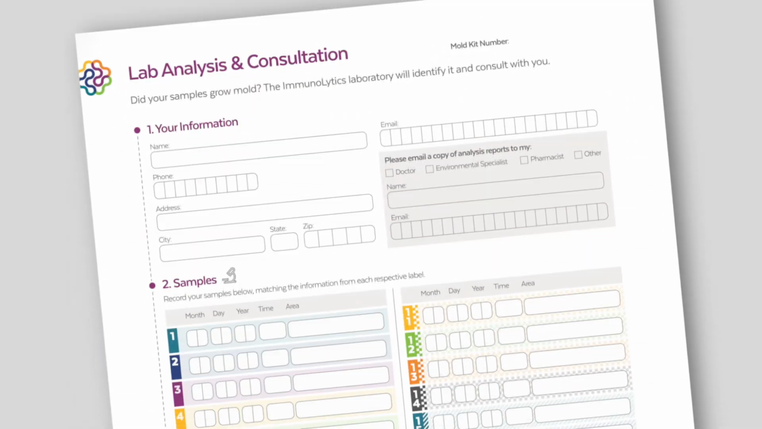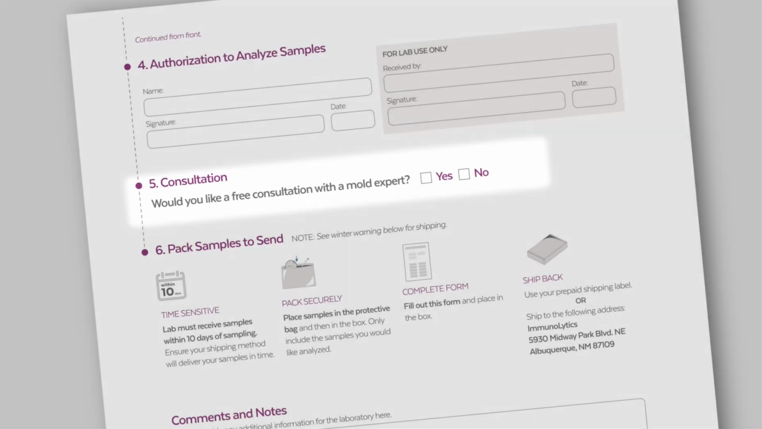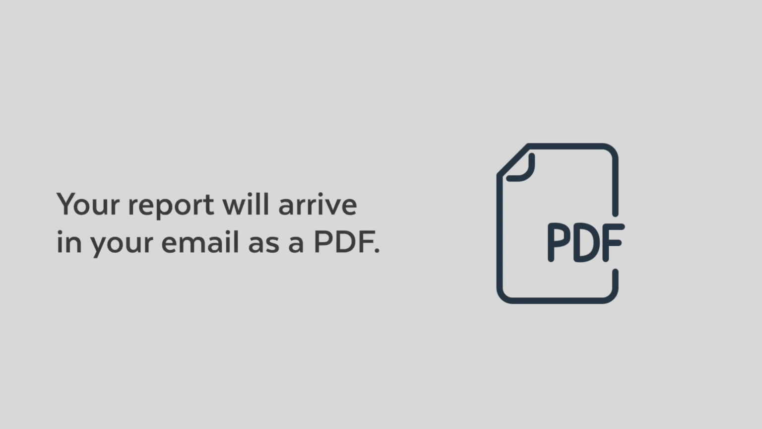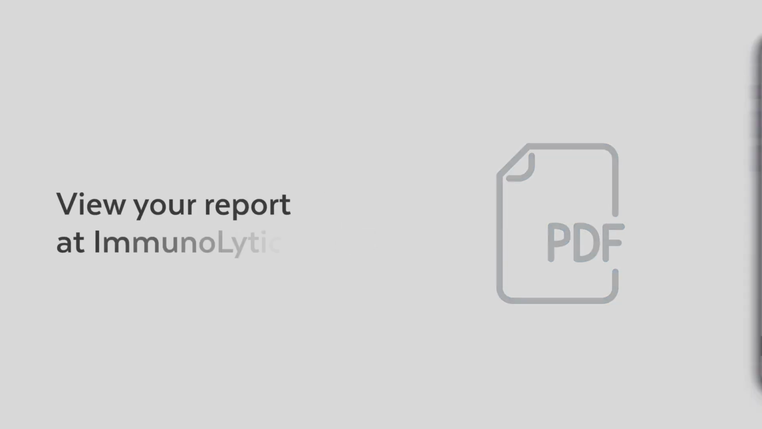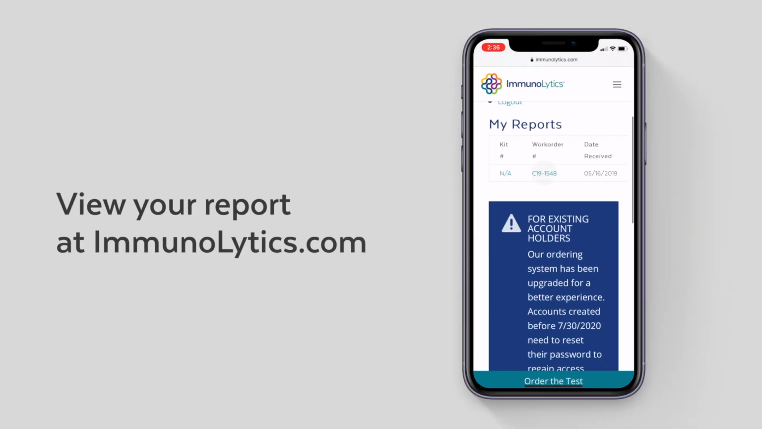If you requested a consultation when you completed your lab analysis form, one of our environmental experts will contact you within 3 business days. If you did not request a consultation but would like one, please contact us and we'll get you scheduled. As soon as your report's ready, you'll receive it as a PDF attachment to an email. You can also find the report by logging into your account at immunolytics.com and then clicking on My Reports.